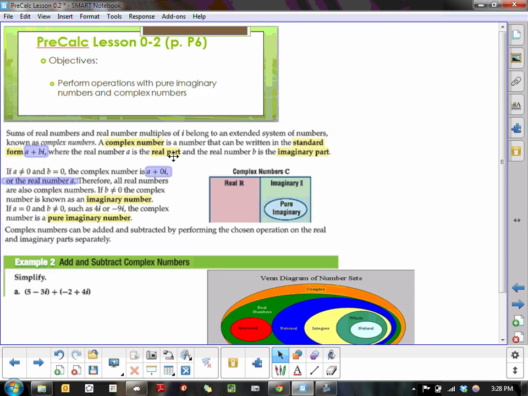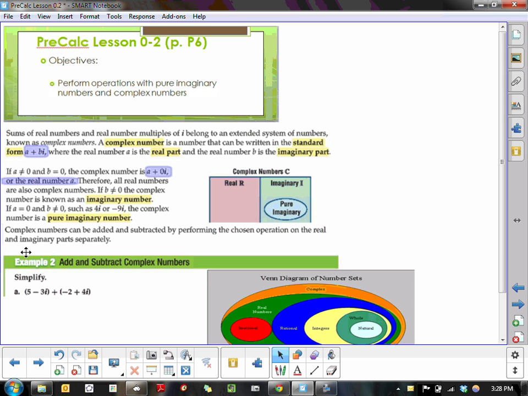A complex number is a number that can be written in standard form. Standard form is an important language. It's a + bi. a + bi is the way that you should write each of these. Now, a and b are both real numbers. So a is a real number, and b is a real number, and i is your imaginary part. So we have this real number a, and it's called the real part, and we also have the imaginary part where b is involved. So a + bi, where a is the real part and bi is the imaginary part, but a and b are real numbers.